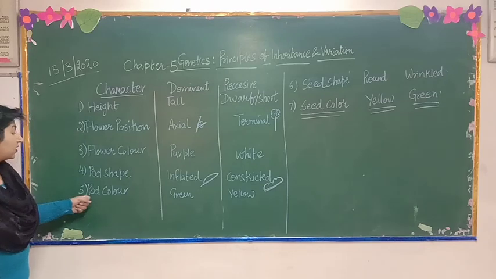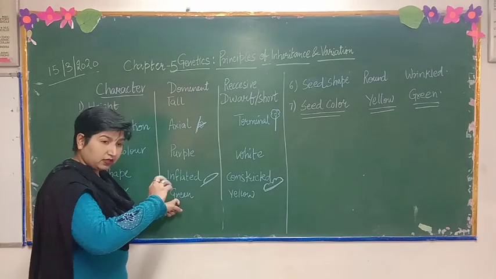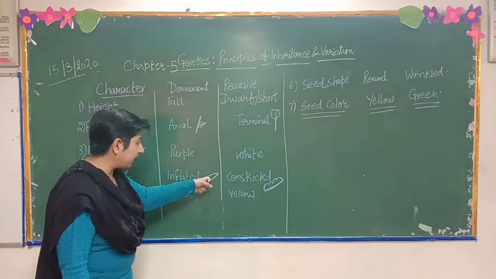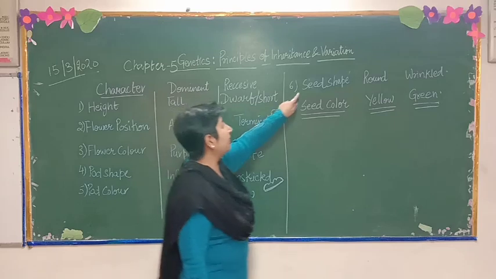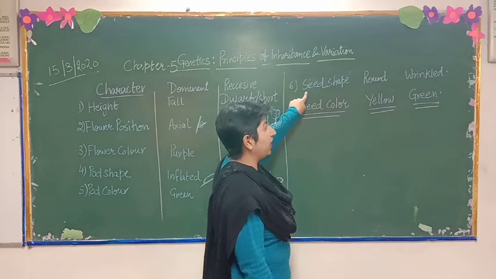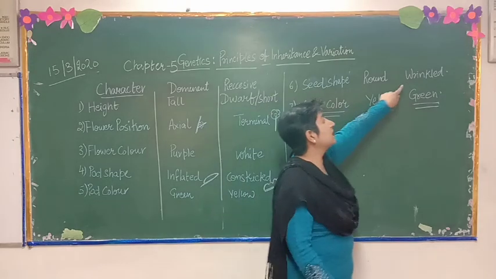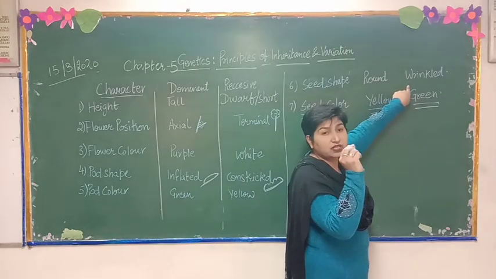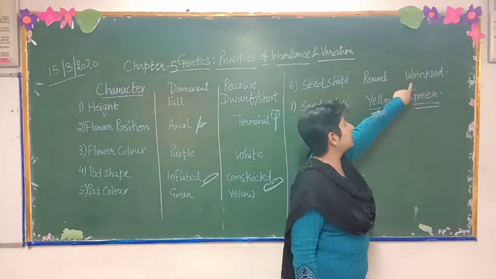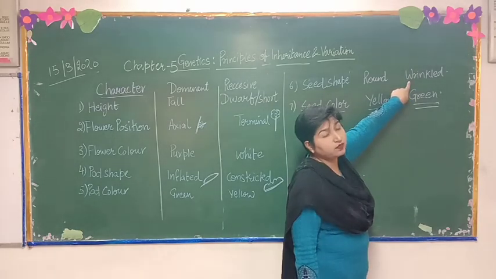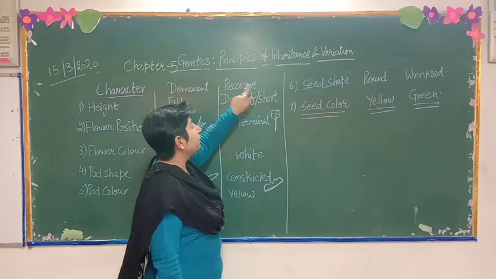Another one is pod color. Pod color means the color of the pod, chilke ka rang, that can be green or it can be yellow. The next character is seed shape. The seed can be round or the seed can be wrinkled, which is having a lot of constriction and less amount of water. That's the shape of the seed in certain cases, and that comes under the recessive character.